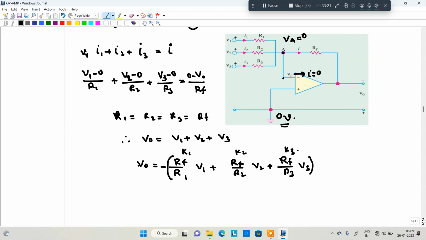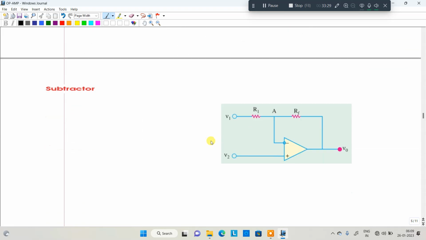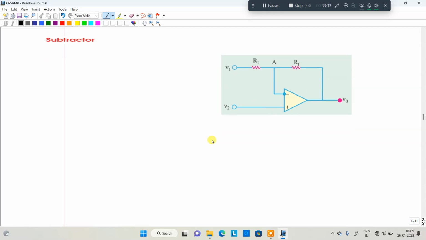So we'll look at one problem, and we'll get the idea of exactly what the summing amplifier is later, once we have completed the subtractor. Next we are moving to the subtractor, then we are going to an example problem based on that. Okay, all of you following, all of you enjoy the class, right? Subtractor. The name itself means the difference. So how it works, we'll see.